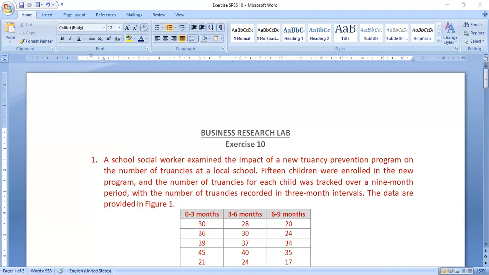So moving to the question, we will be doing one way within subjects ANOVA. For that we go to Analyze, General Linear Model, Repeated Measures. Here we are naming the factor. The factor is basically time, that is the independent variable. It has three levels: 0 to 3 months, 3 to 6 months, and 6 to 9 months. I'm adding it here, defining it here. When I define it, I've got the three periods here.